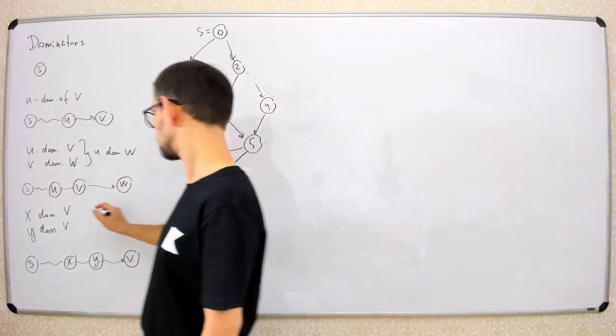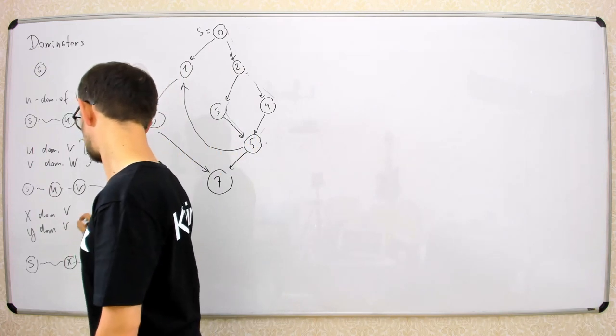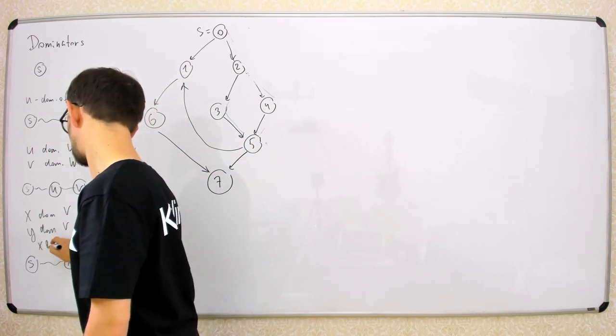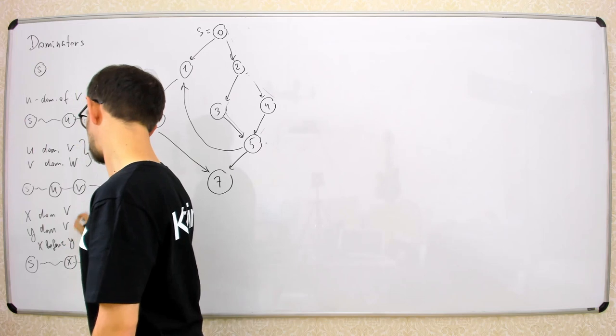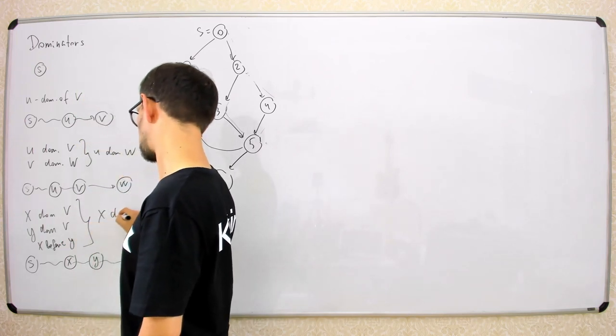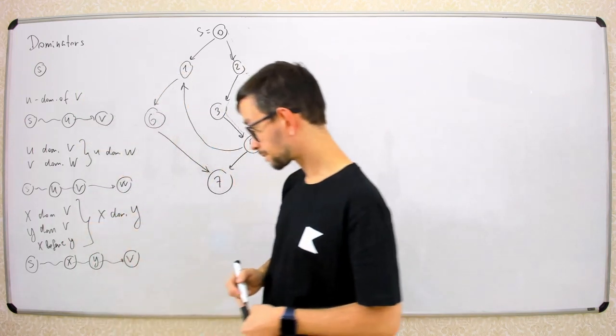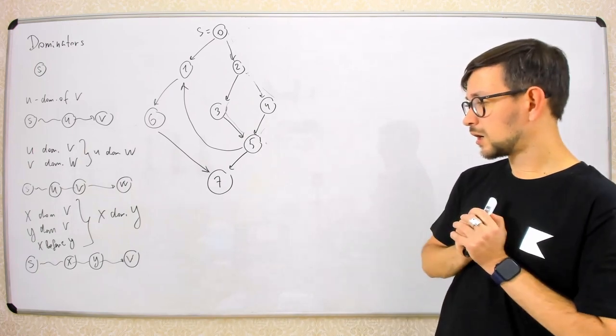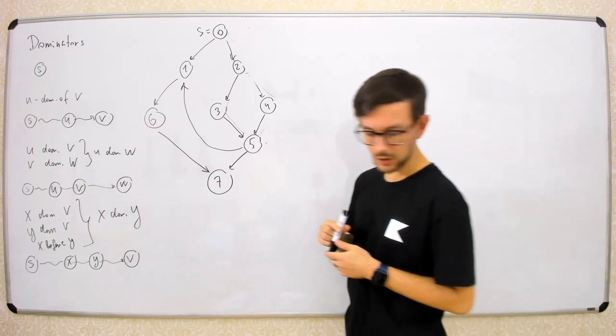Let's see, X before Y. Then X is dominator of Y. Why is it true?